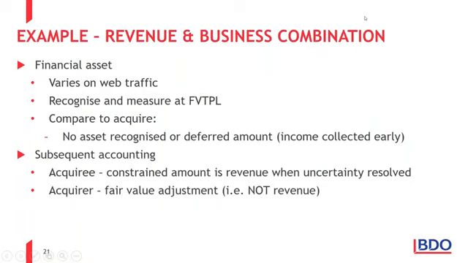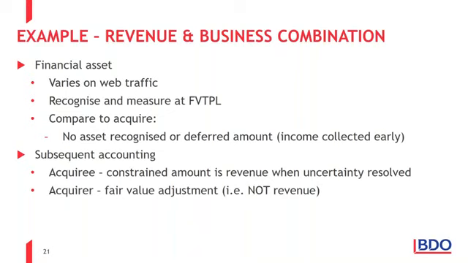From the acquirer or entity Y's point of view, they have a financial asset which varies based on web traffic. At acquisition, they would recognize a fair value through profit and loss instrument. If you compare that to what the subsidiary, entity Z, is doing, they probably don't have an asset recognized yet, or if they have collected money in advance, they would have had a deferred income amount sitting as a liability.